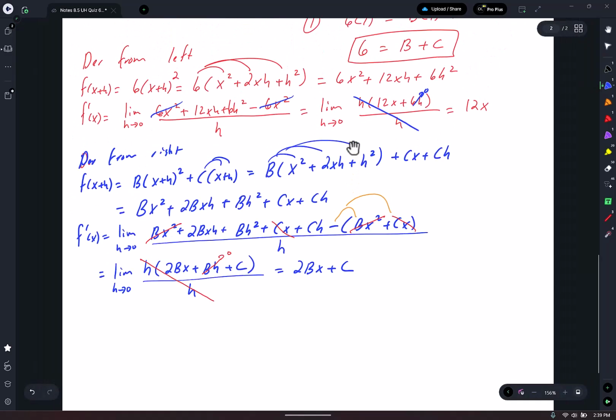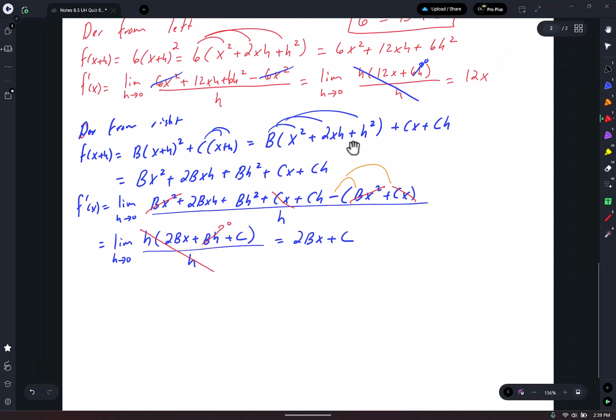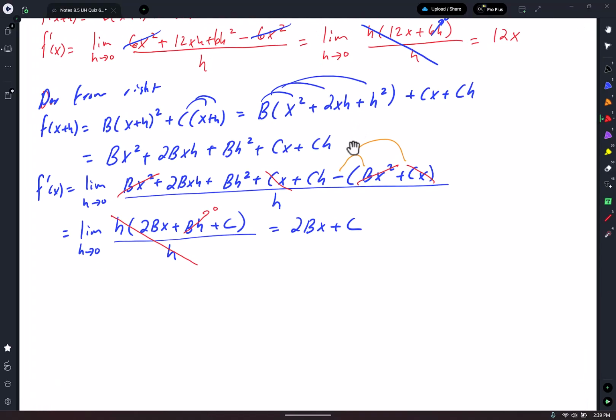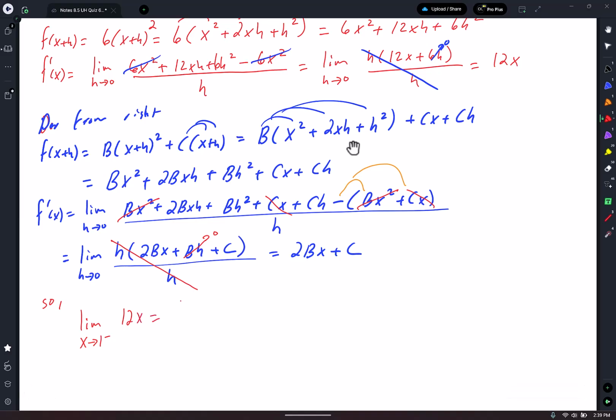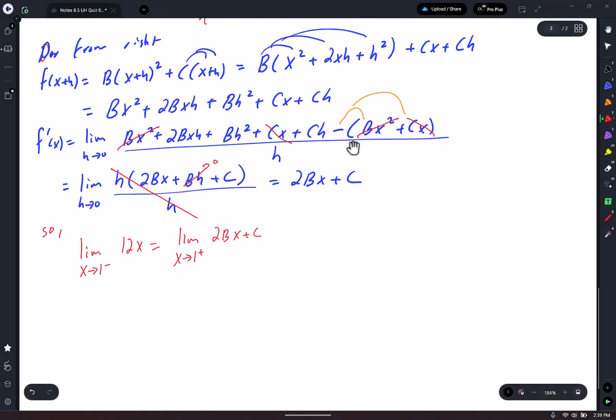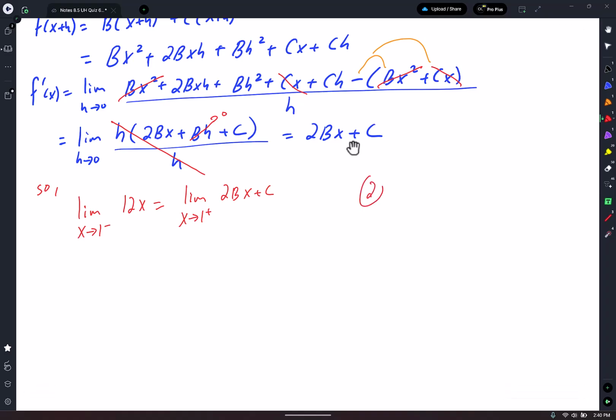All right, here we go. You're going to set the derivatives equal to each other at 1. I'm going to go back to red. That seems to be my neutral color here, guys. So limit as x approaches 1 from the left of my derivative from the left, which is 12x, equals limit as x approaches 1 from the right of 2bx plus c. All right, let's plug in a 1. So equation number 2. 12 times 1 equals 2b times 1 plus c. So 12 equals 2b plus c.